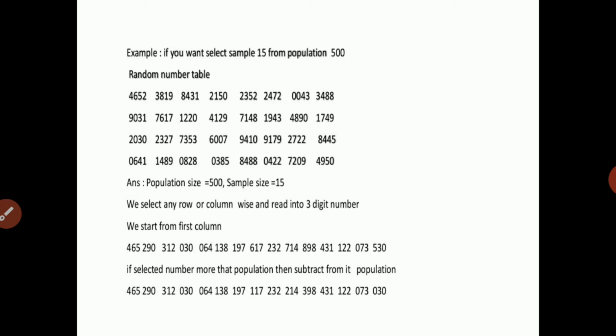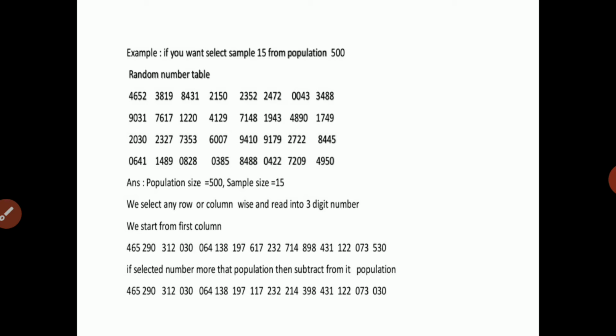But during the selection we need to select only 3 digits, because the population size is only 500, which has 3 digits. So we have population size 500, and sample size 15. Now we select any row or column and read it as a 3-digit number.